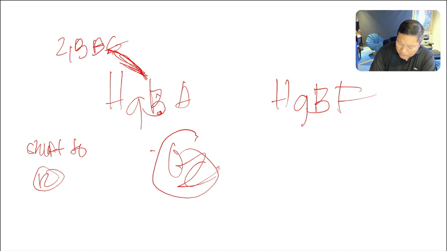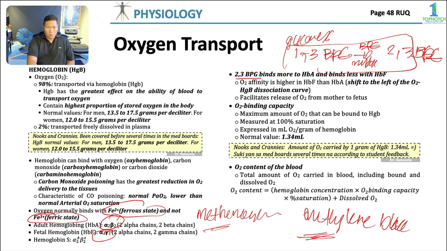So, pag nag-unload yan sa placenta, kanino pupunta yan? Boom! Kay fetal hemoglobin. So, God designed the hemoglobin of adults to be different from the fetus. Okay? To ensure transfer of oxygen from maternal blood to fetal blood. From maternal hemoglobin to fetal hemoglobin. Okay? Oxygen binding capacity, a previous board exam question, is 1.34 ml.